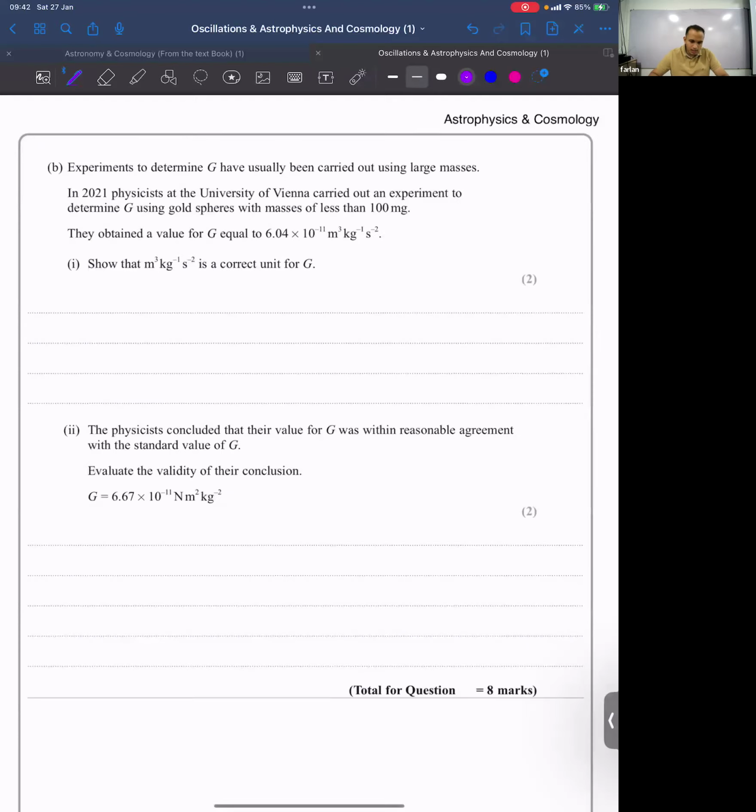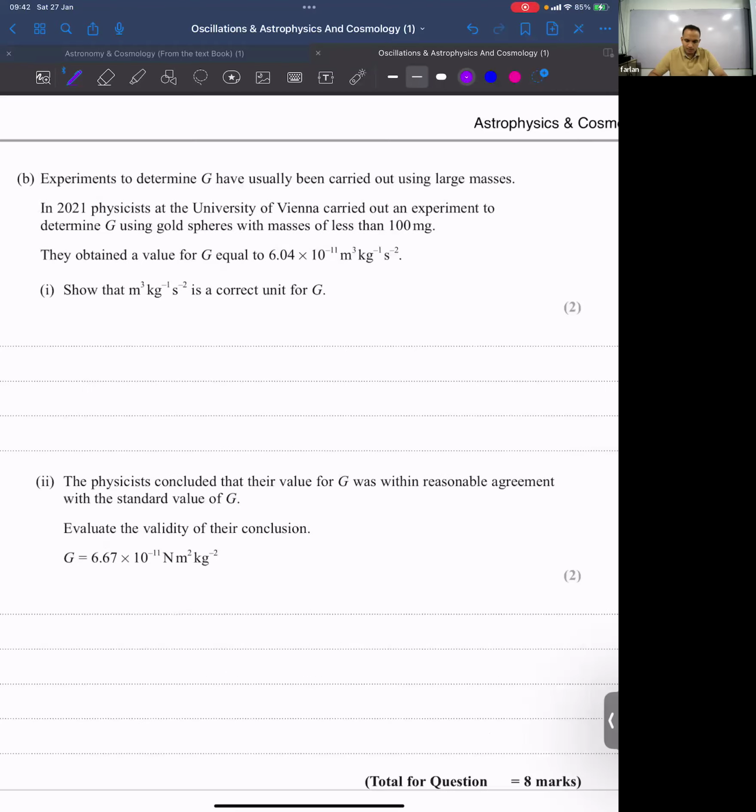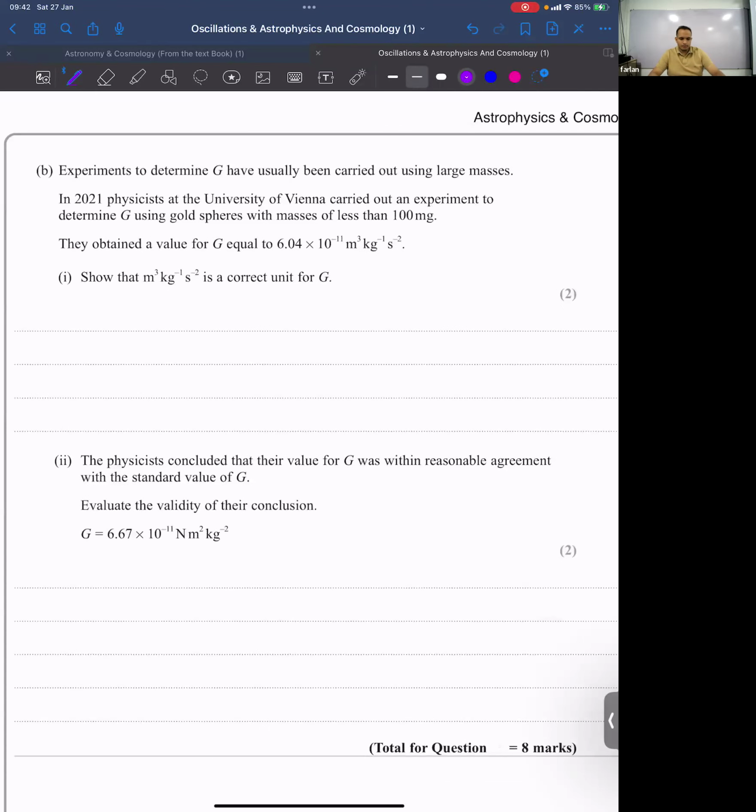Experiments to determine G have usually been carried out using large masses. In 2021, physicists at the University of Vienna carried out an experiment to determine G using gold spheres with masses of less than 100 milligrams. They obtained a value of G equal to 6.04 into 10 to the power minus 11 in SI units. Show that this is a correct unit for G.